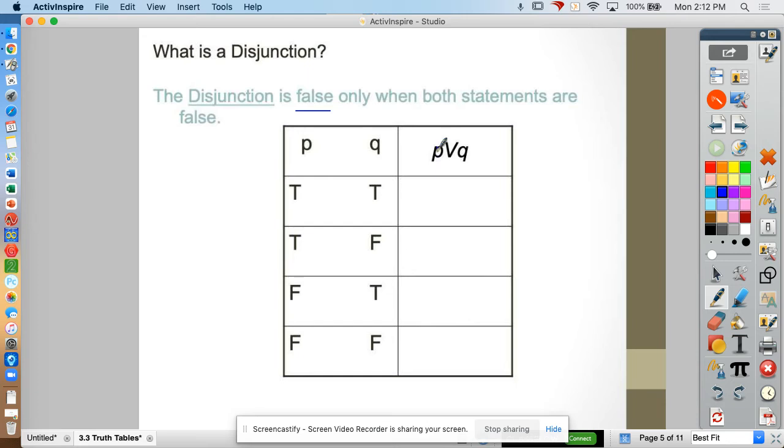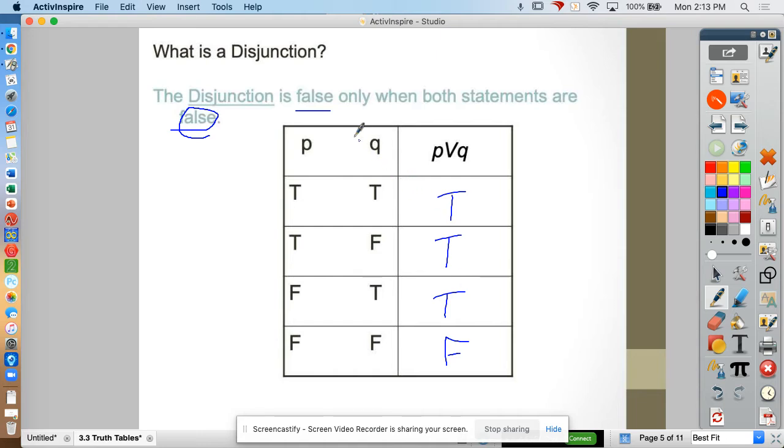This time we have the or symbol, or the disjunction symbol. So we're looking to follow this rule. We're looking for both statements to be false. False, false, nope. False, false, nope. False, false, nope. False, false, yes. But when they're both false, look, the answer is false. So that's the only one that says false. What does that mean about the rest of these? That means they're going to be true.